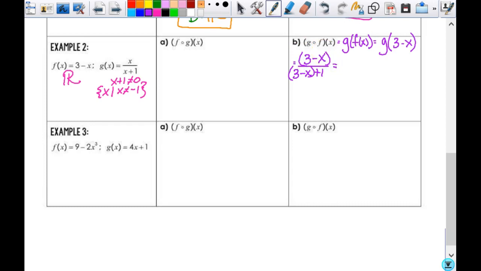You with me? Are my parentheses really doing anything anywhere? No, they're really not. So I can just drop them in the numerator, and I get 3 minus x over, what does the denominator become? 4 minus x. Yeah, don't make it harder than it is. It's just 4 minus x. Everybody okay with that? Can I simplify that any? Can I cancel the x's out?